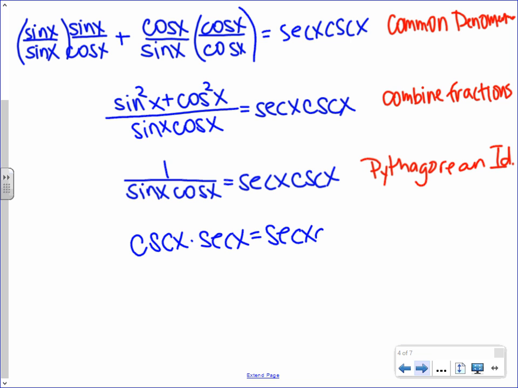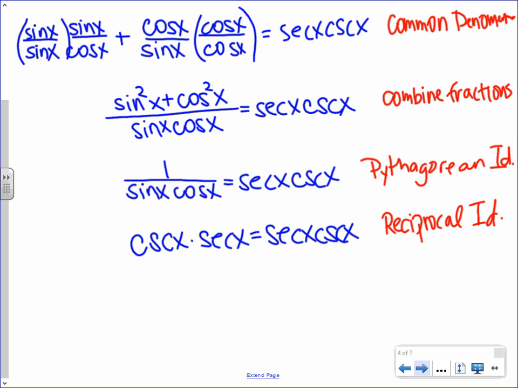Now, what did we use, Caleb? What did you suggest? Right, what identity was that called? I'm gonna make Caleb look it up. It's another word for flip it. Reciprocal. There you go. Those are the reciprocal identities.